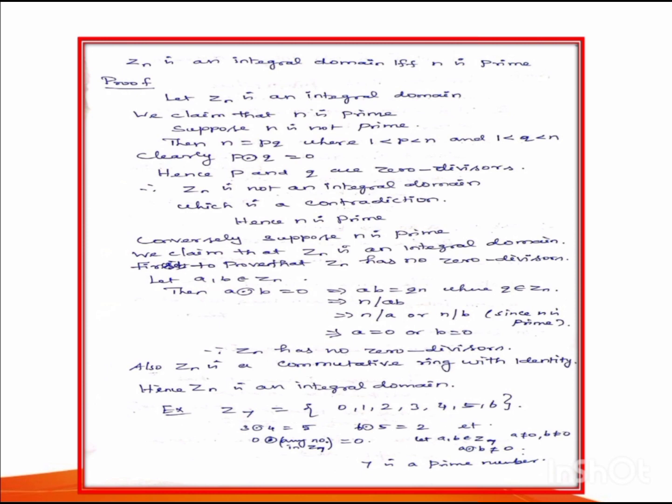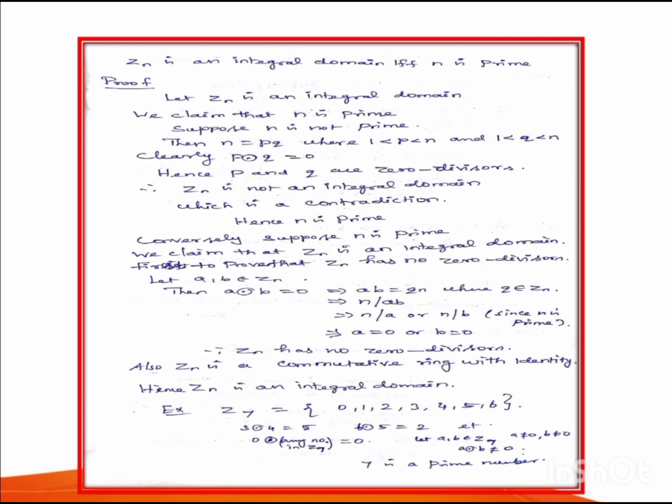Conversely, suppose n is prime, we claim that Zn is an integral domain. Zn being an integral domain needs three conditions: the set is a commutative ring with a unit element and without zero divisors. So first, to prove that Zn has no zero divisors, that is, without zero divisors means AB equal to 0 implies either A equal to 0 or B equal to 0. So let A, B belong to Zn.